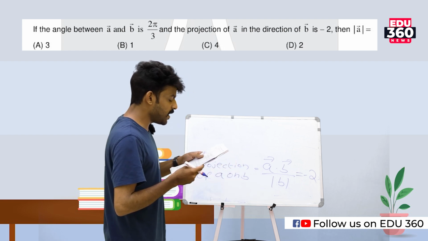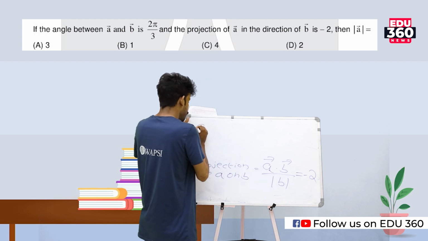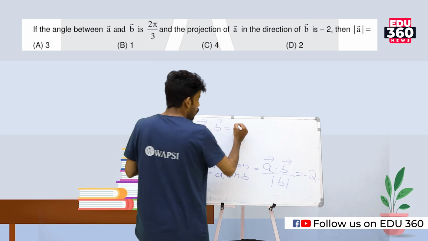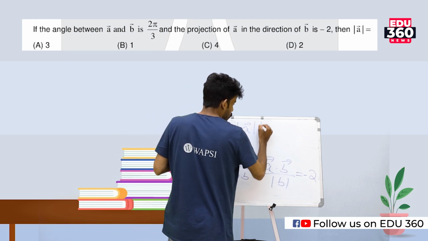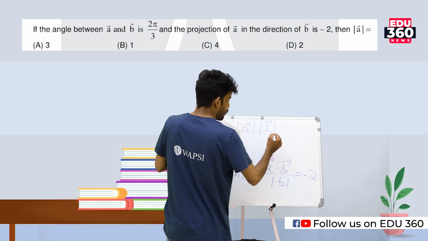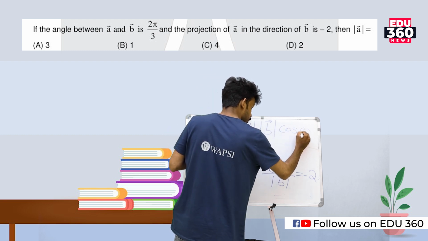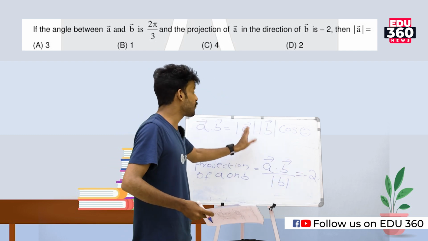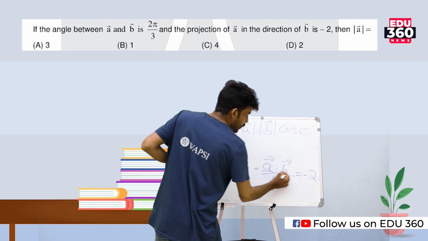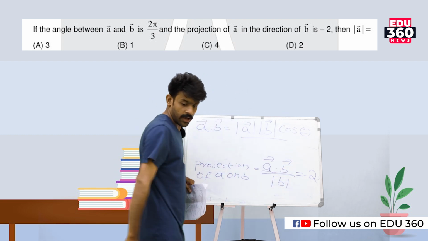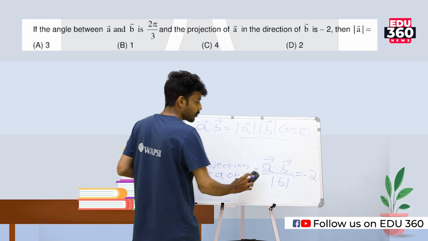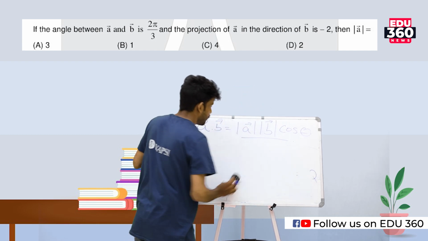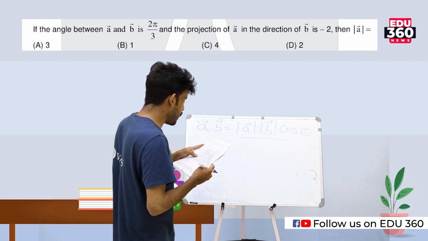So we know that A dot B, that is vector A dot B vector, we can write as modulus of A vector into modulus of B vector, cos theta. In the next step, instead of A vector dot B vector, we can substitute this.